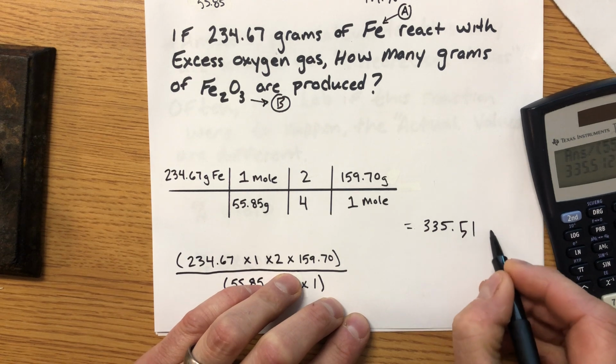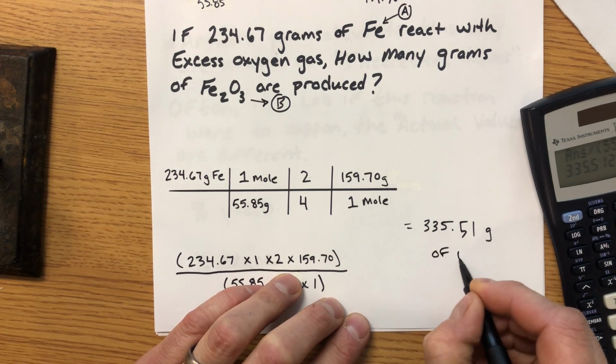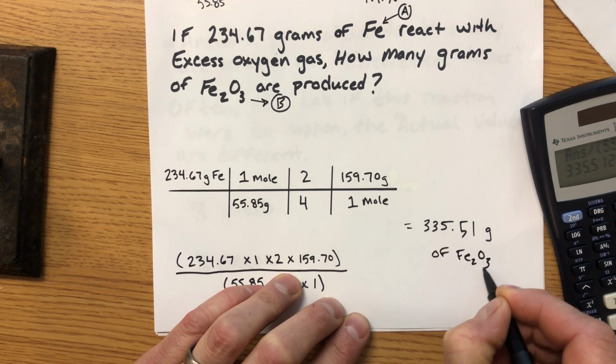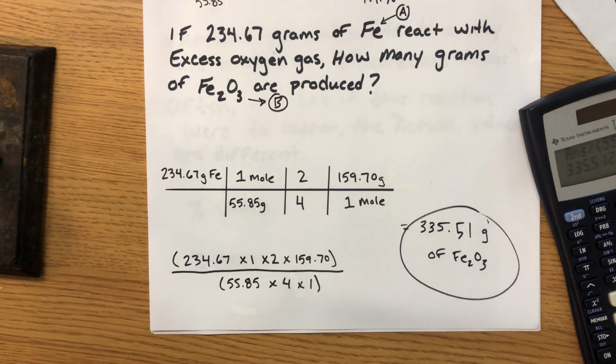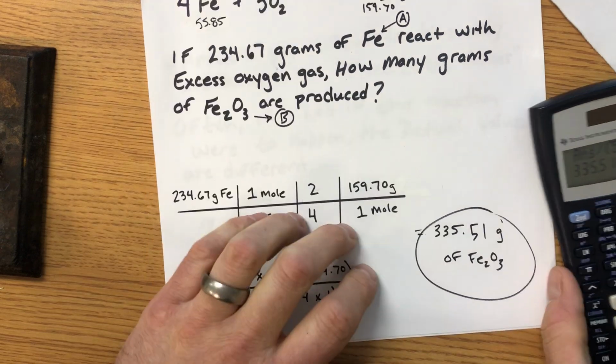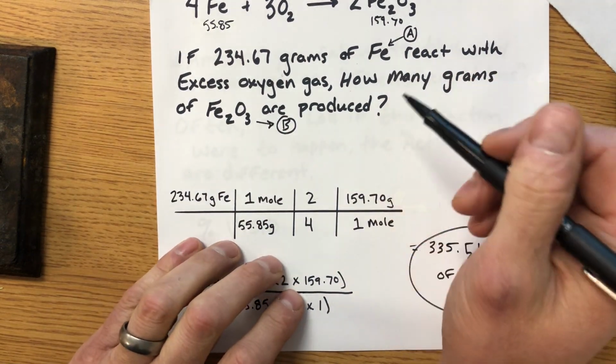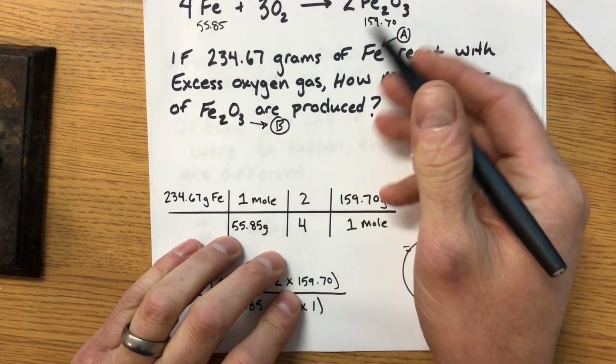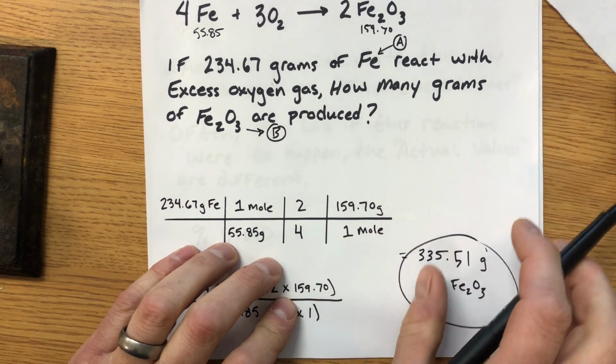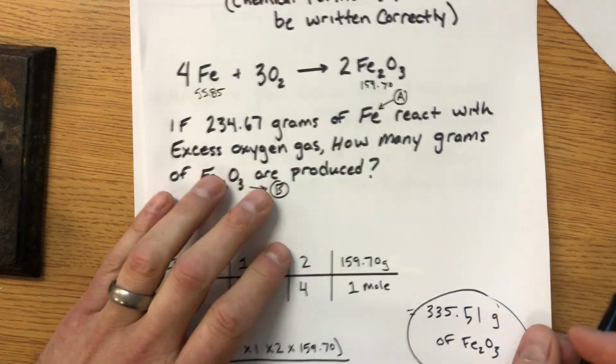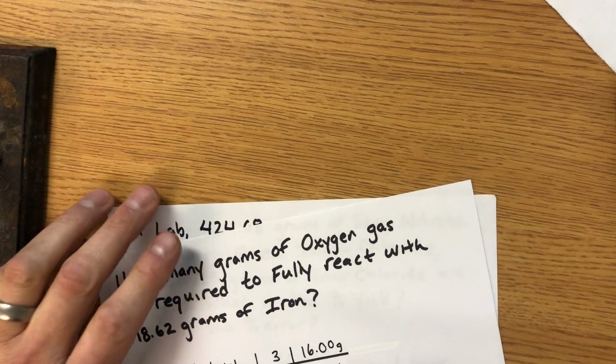335.51 grams of Fe2O3, okay? And that's how that goes. It's a little bit more complicated than mole to mole, but not a ton more. And you can see that we're only comparing two chemicals at one time here. And so let's do another problem just to get this solidified.